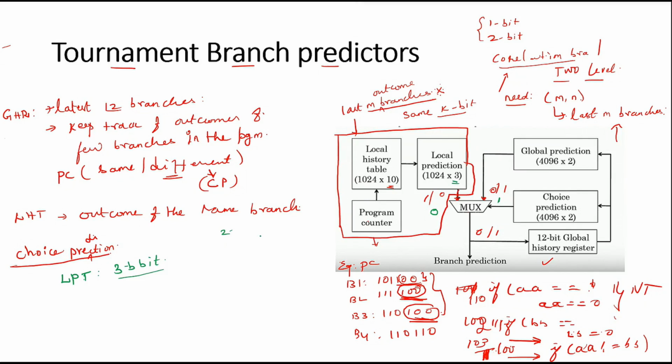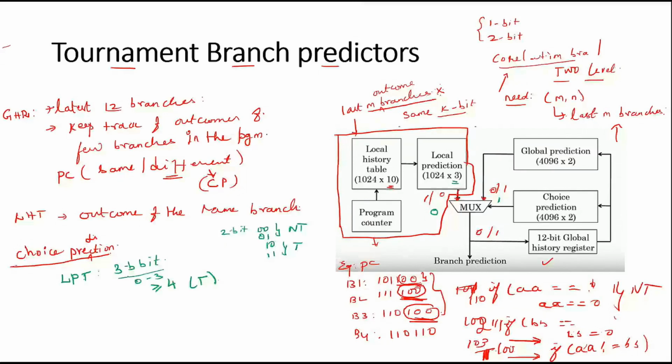Assume that if it is going to be 3 bit, if the value is greater than or equal to 4, it is going to be considered as taken. Clear? When you go for 3 bit, there are 8 possibilities. Out of these 8 possibilities, if the value is between 0 and 3, it is going to be not taken. If it is greater than or equal to 4, it is going to be taken. Clear? This is for the LPT.